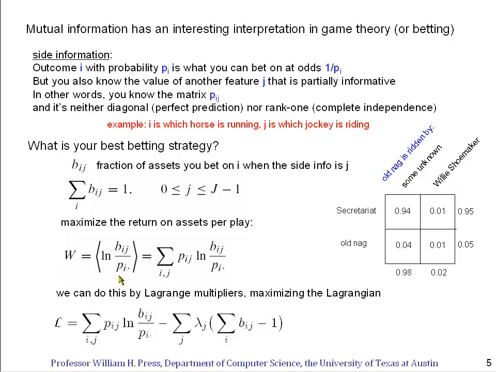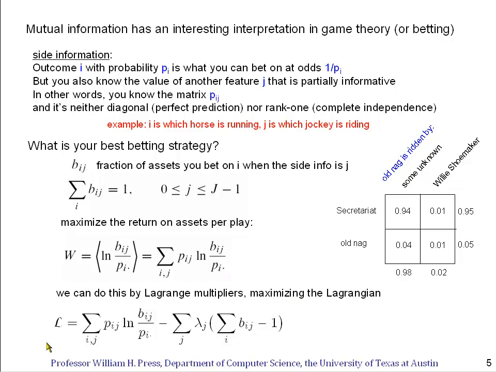And the payoff is 1 over p_i dot. Do you see why it's p_i dot? It's these numbers here, because the payoff is simply determined by the overall probability of winning as seen by people who don't have your side information. Okay, well, back to this expectation: it is the sum over i and j, p_ij times this log. And we want to find what are the values of b_ij that maximize this.